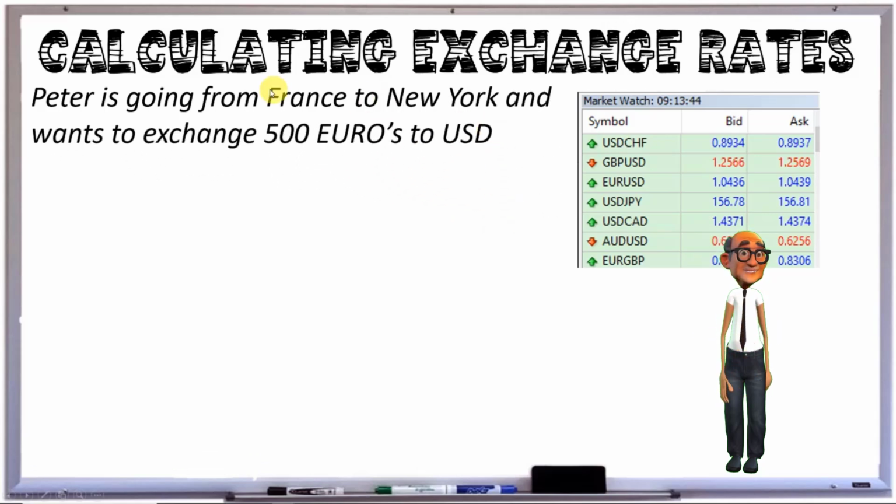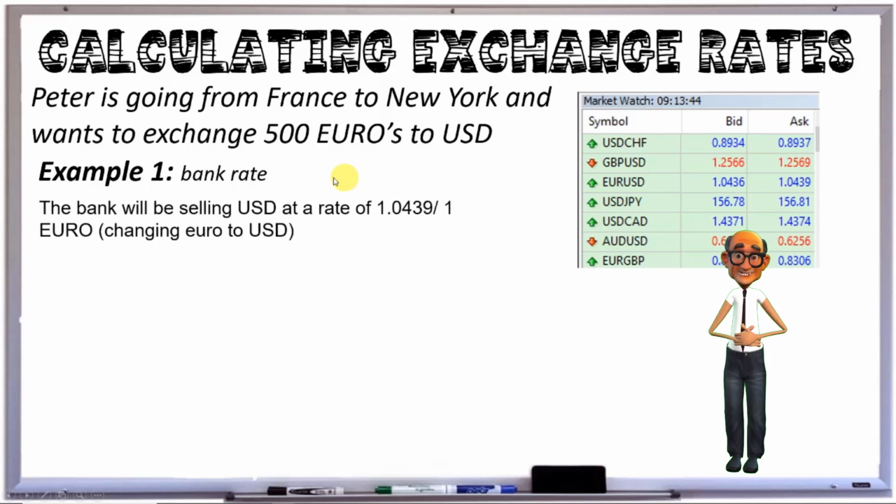Right, here's a little story, a real life scenario. Peter is going from France to New York and wants to exchange 500 euros into USD. That's example number 1, and we're using the bank rate, guys, because the bank rate and normally a money broker's rate will be very different from each other. The bank has normally got the best rate for you. This is all covered in the podcast video I made about the currency exchange.